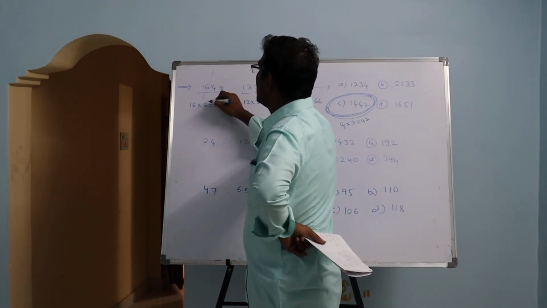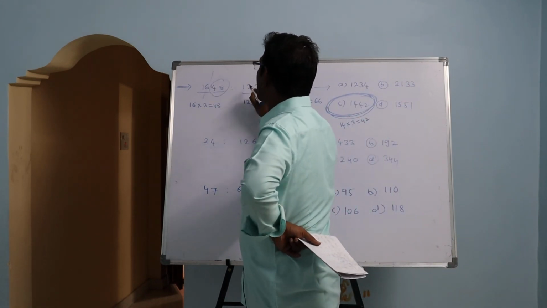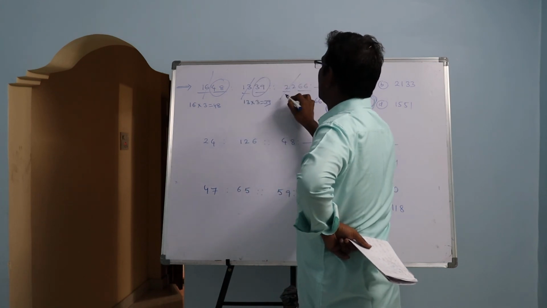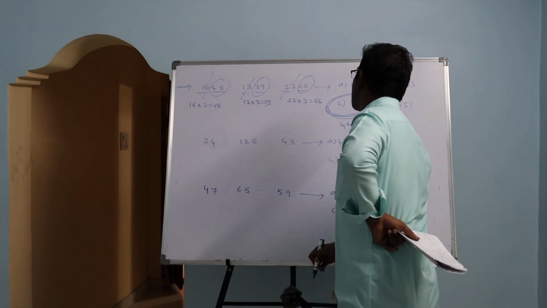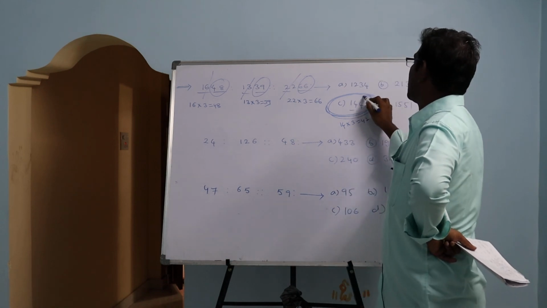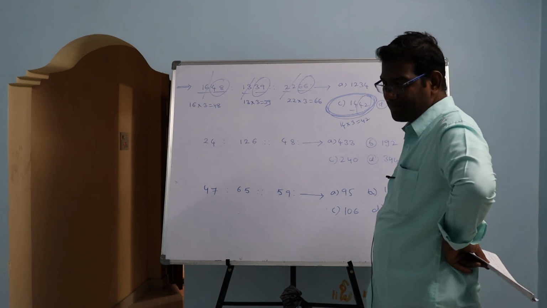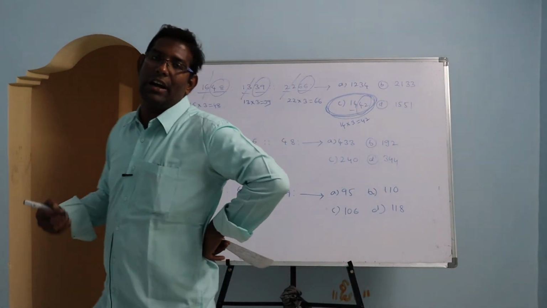16 threes are 48, 13 threes are 39, 22 threes are 66, 14 threes are 42. 42 belongs to option C. What about the next one?